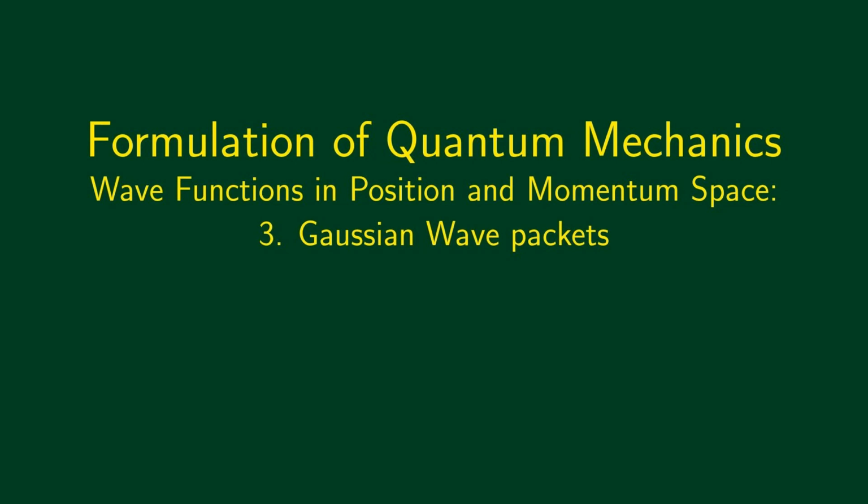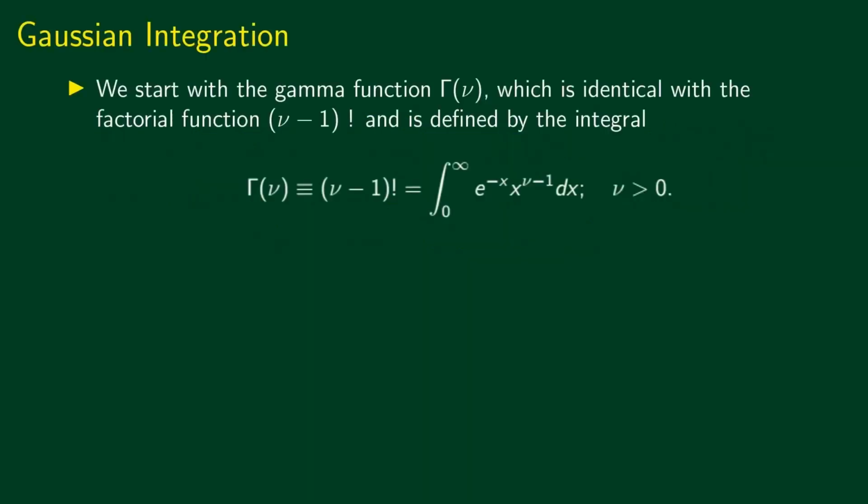In this class, we discuss Gaussian wave packets. But before going into that, let's discuss Gaussian integration. We start with the gamma function, gamma of nu, which is a very useful tool when we try to solve certain integrals. Okay? So this gamma of nu is just the factorial function, nu minus 1 factorial.